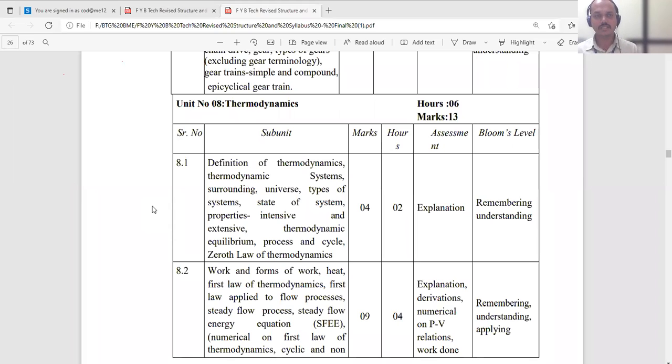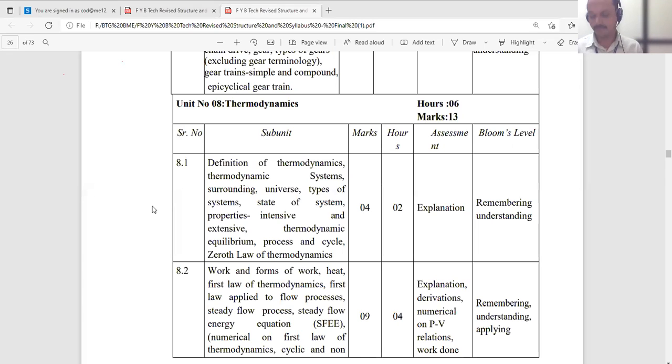So what is the open system? Can anyone say? Which exchanges both energy and matter with the surrounding. Okay, an open system can exchange both energy and matter with the surrounding. If there is interaction between surrounding and system with energy and matter, at that time we can call it an open system. Okay.